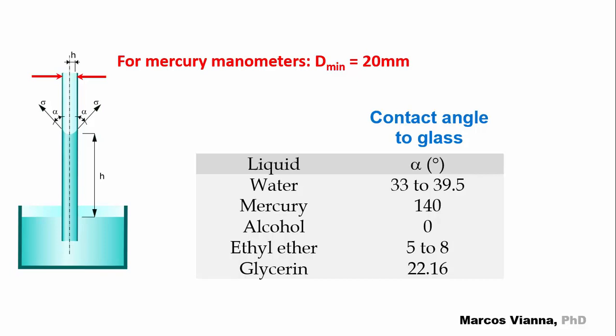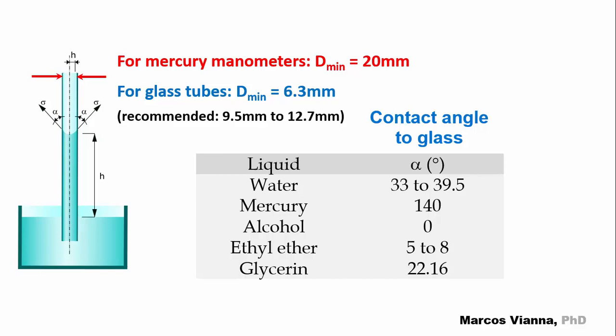For example, for mercury manometers, minimum D should be 20 millimeters. And for glass tubes used in piezometers, minimum D should be 6.3 millimeters, though some authors recommend that they should be between 9.5 to 12.7 millimeters.